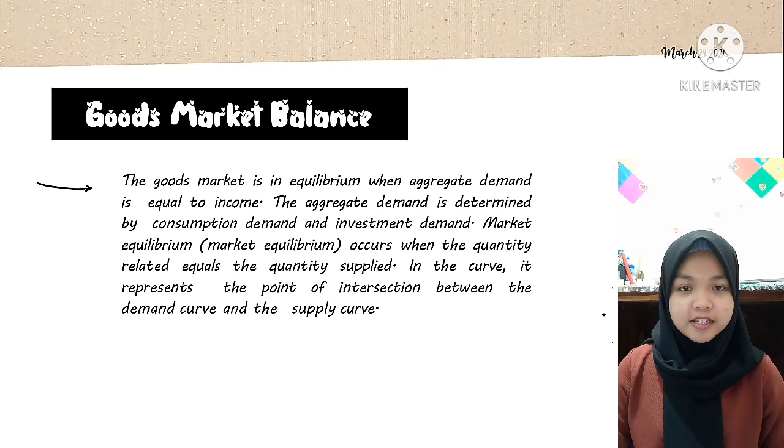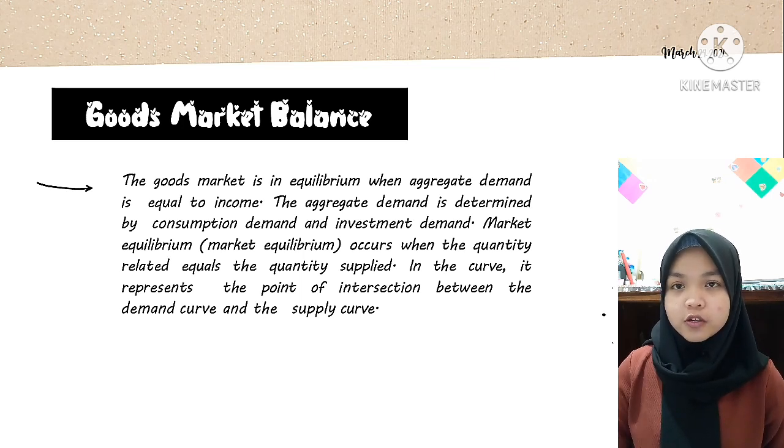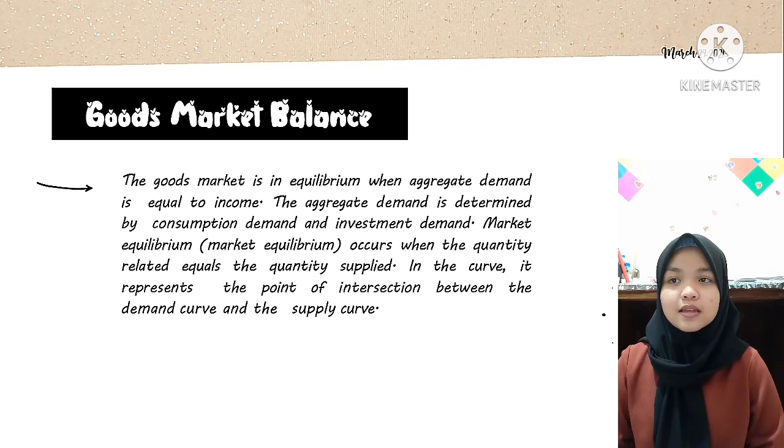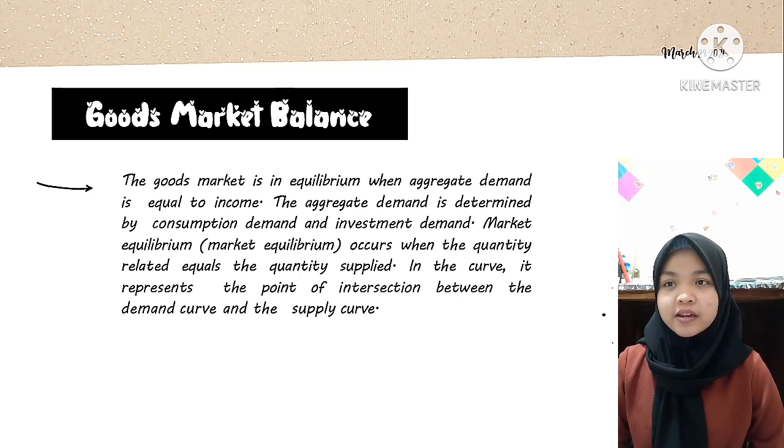The increase in investment demand will bring about increase in aggregate demand, which in turn will raise the equilibrium level of income.